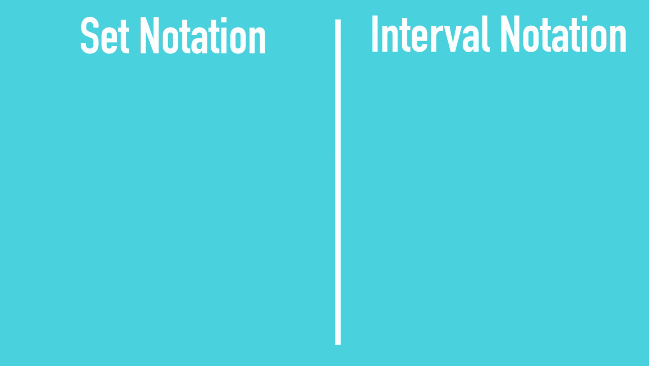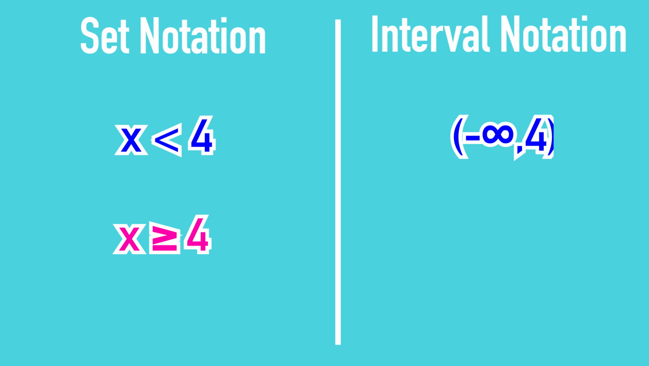So if we have x is less than 4, the interval notation is open parentheses, negative infinity, comma, 4, close parentheses. If we change the inequality to be x is greater than or equal to 4, the interval notation would be open bracket, 4, comma, positive infinity, close parentheses, because we start with 4 and can go as far as positive infinity. Now that we have the notation down, let's talk about solving inequalities.